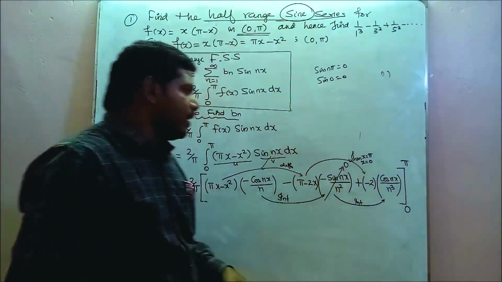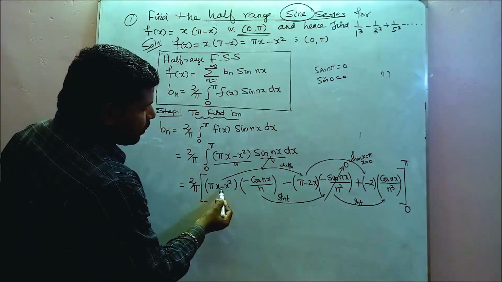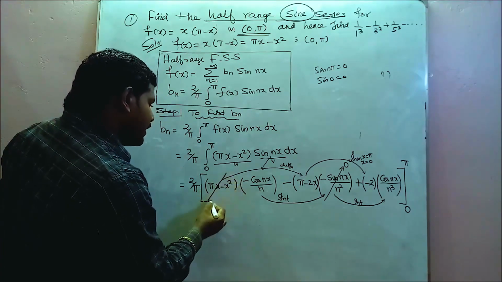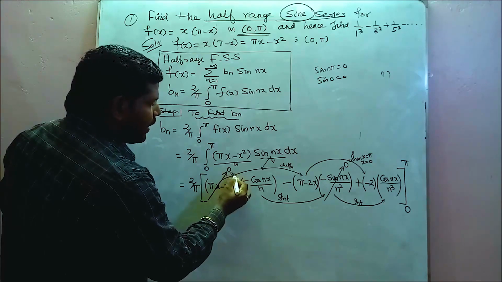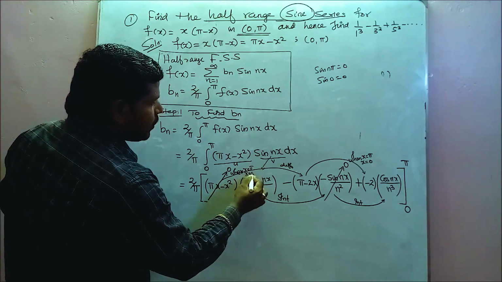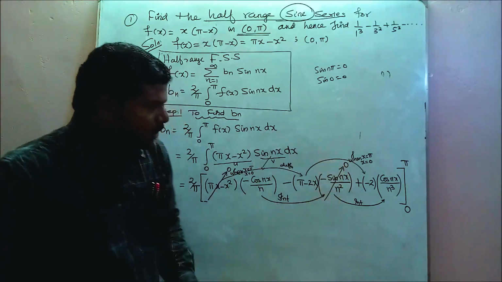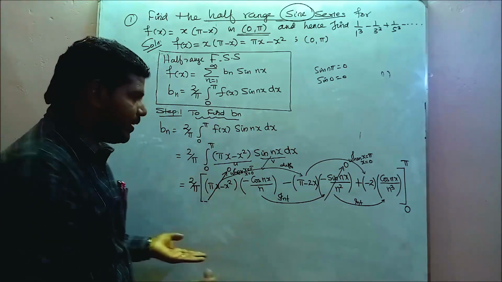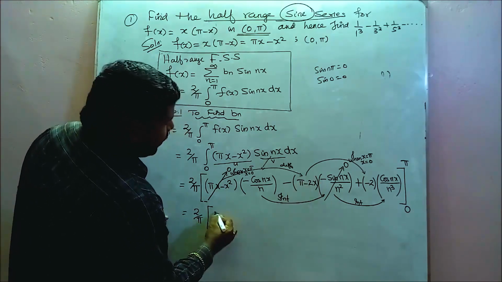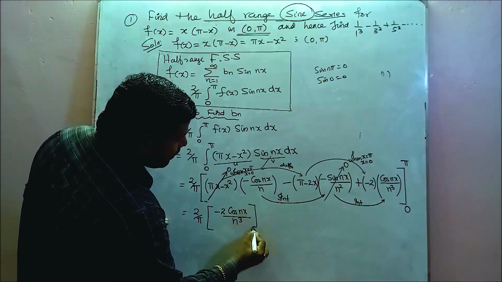Similarly, look at this term: first apply the upper limit, pi into pi square minus pi square, 0. Applying the lower limit, 0 minus 0 is 0. So put an arrow and write 0, when x is equal to pi and x is equal to 0. So if this term becomes 0, then totally this term is 0. So leave these two terms. What about the remaining 2 by pi into, the remaining term: minus 2 cos nx divided by n cube, with the limit 0 to pi.